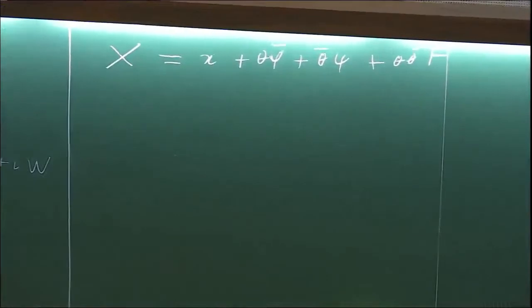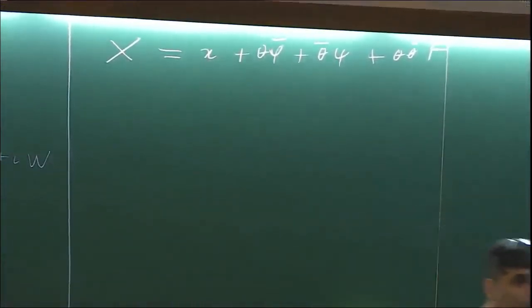That's right. Psi was always a Grassmann number. Now I'm inventing two new Grassmann numbers in the problem, theta and theta bar. So I always had psi and psi bar. Now I add to the game theta and theta bar.